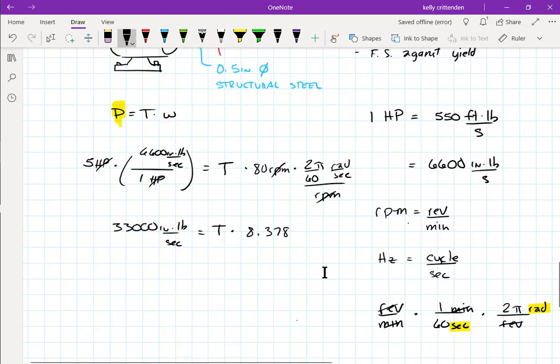8.378. That set of units will be radians per second. When I divide them through, the seconds will cancel out and I'll be left with inch-pounds. The radians are still there, but they don't affect the torque. So the torque is equal to 33,000 divided by this 8.378 number, and I get 3,938.9 inch-pounds.